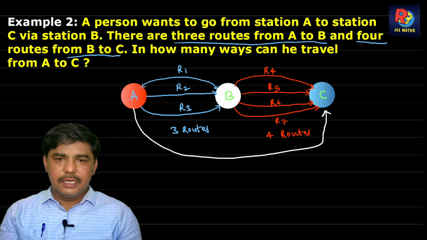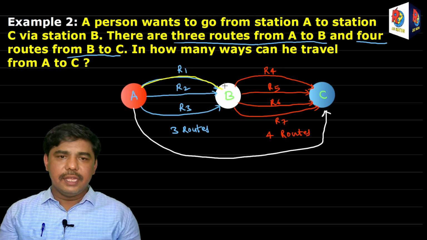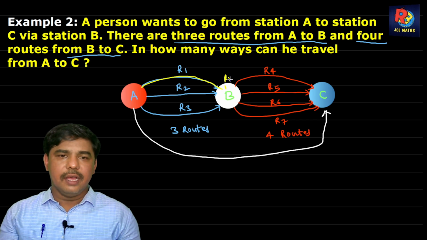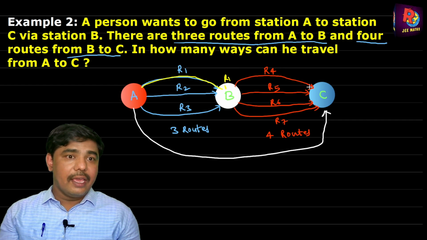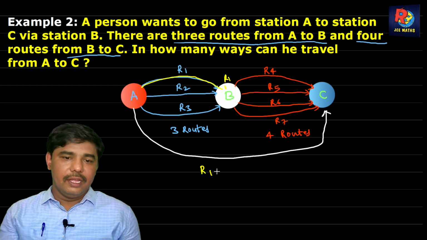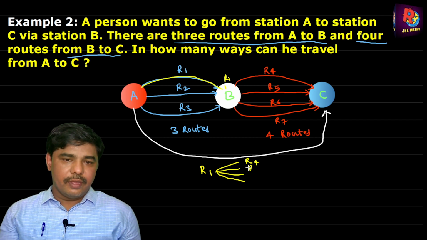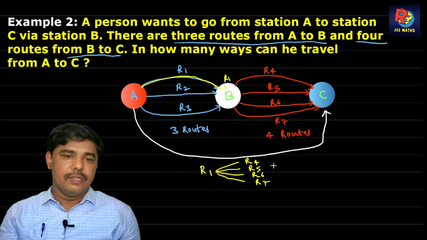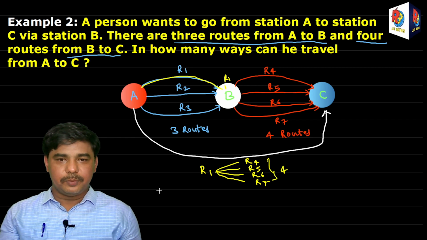If the person reaches from A to B by R1, after reaching B he again has 4 choices. What are the 4 choices? You can observe this: R4 is there, R5 is there, R6 is there, then R7 is there. So totally 4 choices are there.